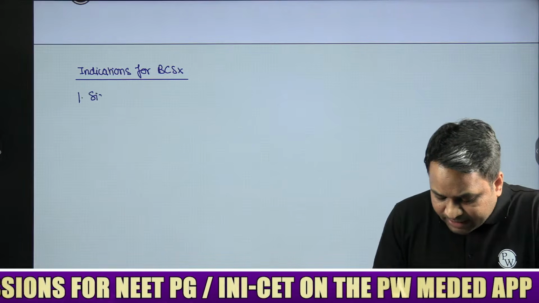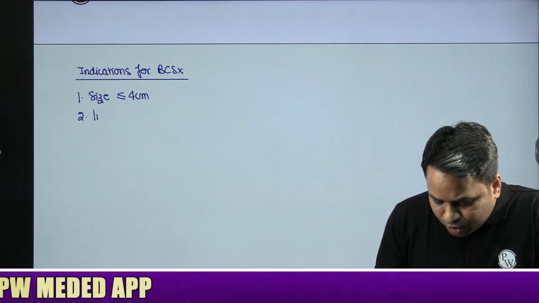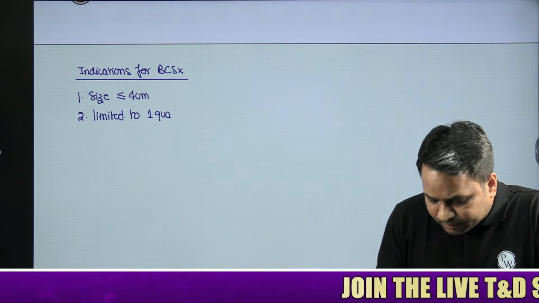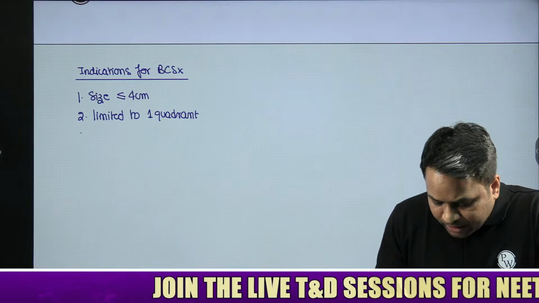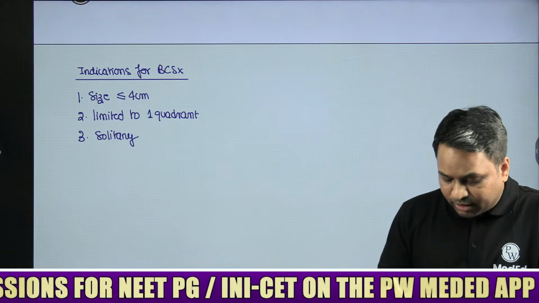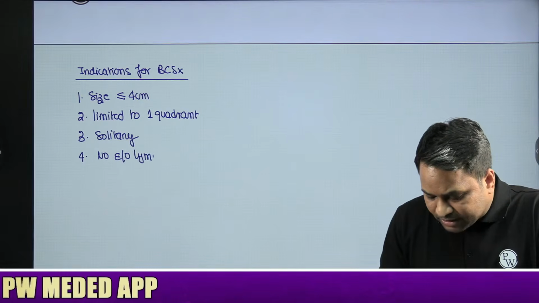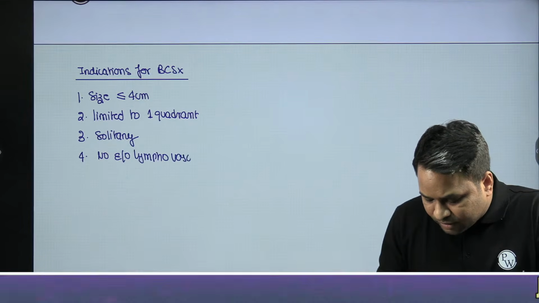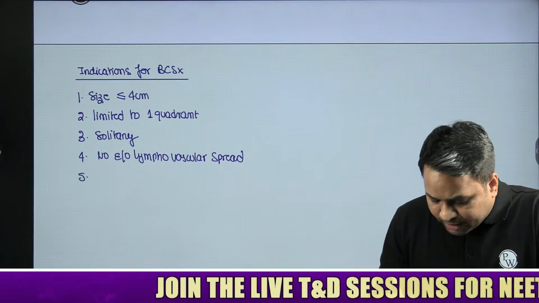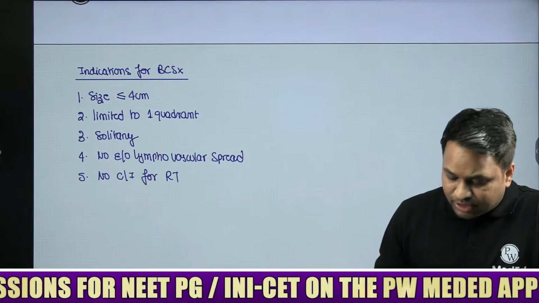Number one, the size of the tumor should be less than or equal to 4 centimeters. Number two, it should be limited to one quadrant. It should be solitary. There should be no evidence of lymphovascular spread, and there should be no contraindication for radiotherapy. That is your ionizing radiation.